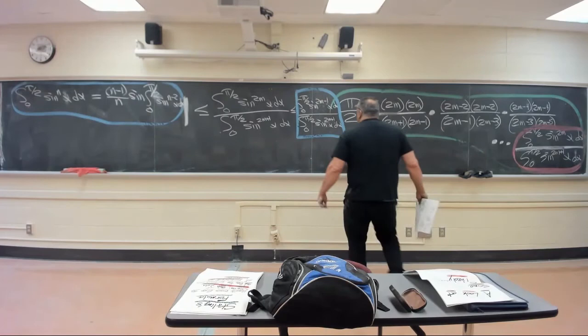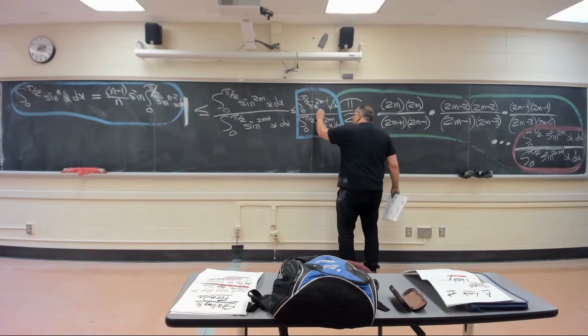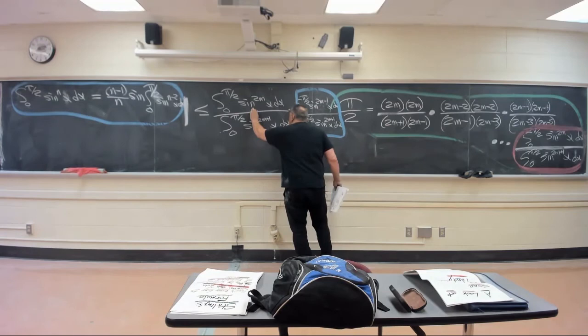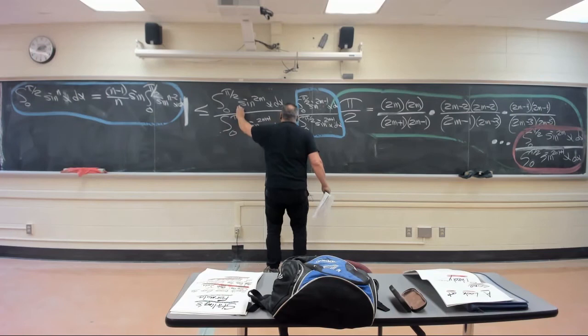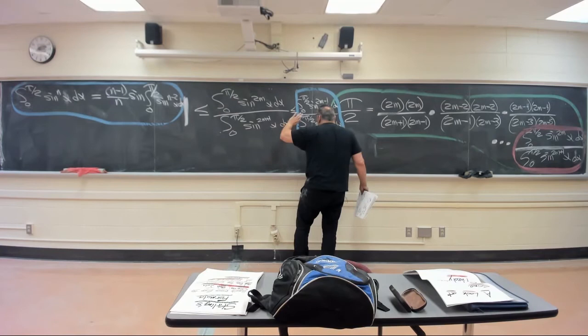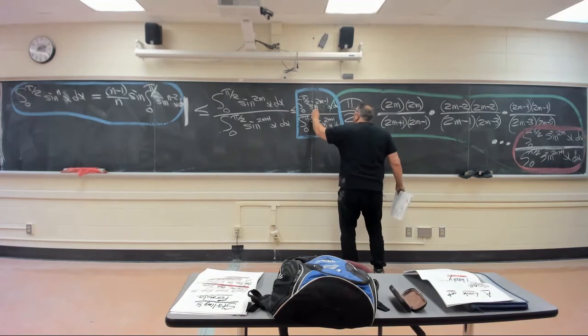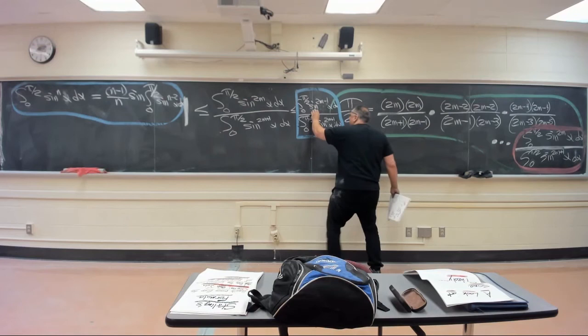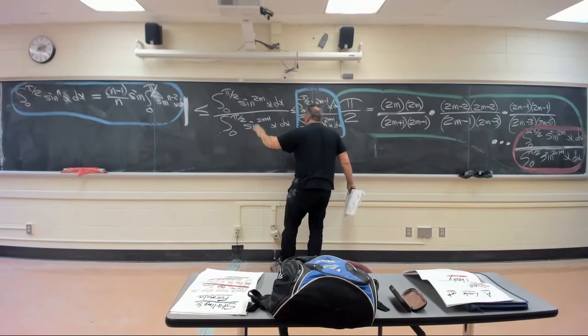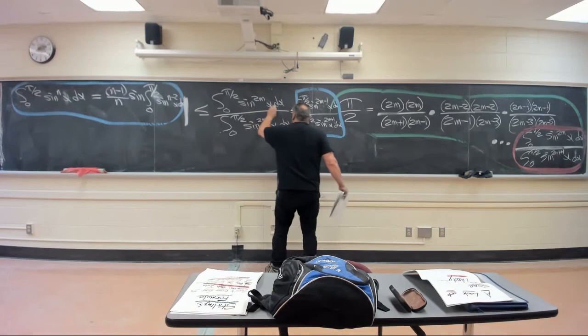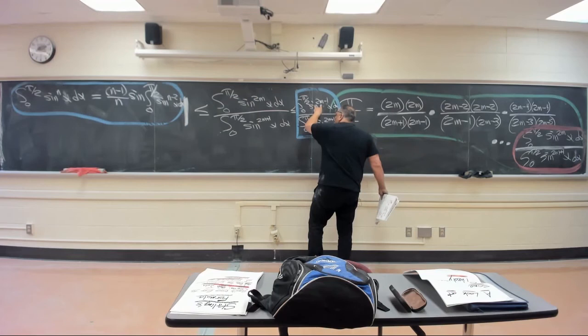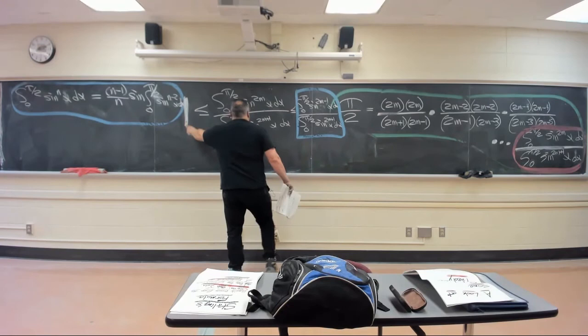The integral of sine to the 2m minus 1 of x dx is bigger than the integral of sine to the 2m of x dx. The integration of sine to the 2m of x dx is smaller, or maybe equal, but it's less than or equal to the integral of sine to the 2m minus 1 of x dx. A lower power tends to be bigger. This will be bigger than or equal to this, and this will be bigger than or equal to 1.